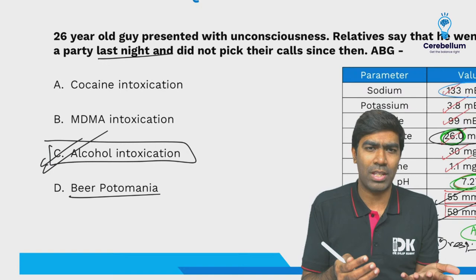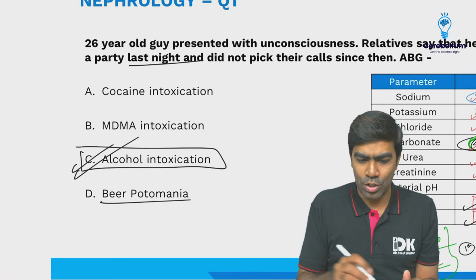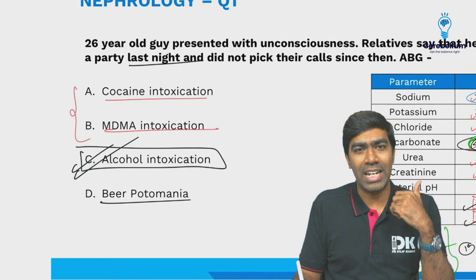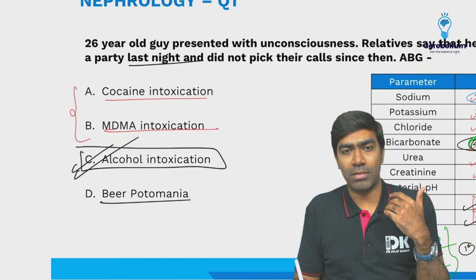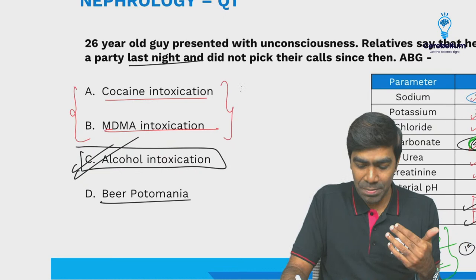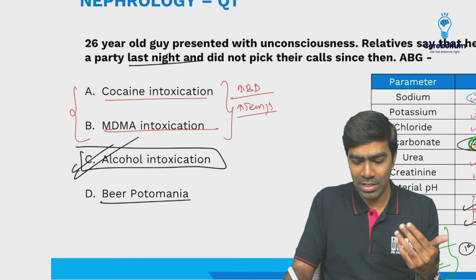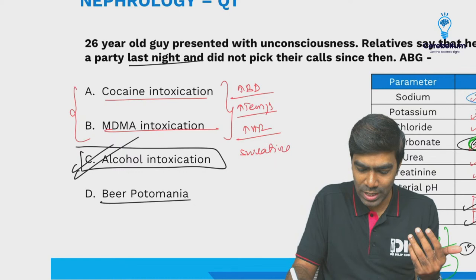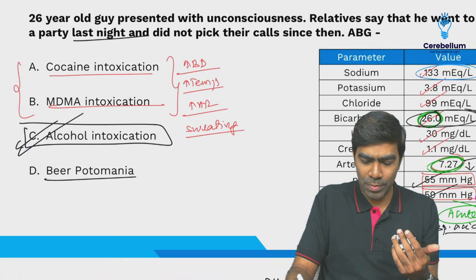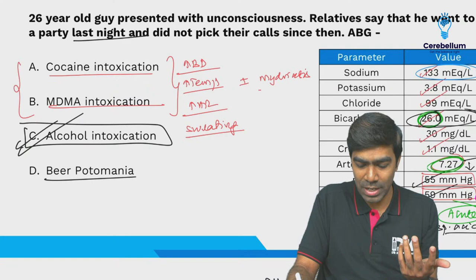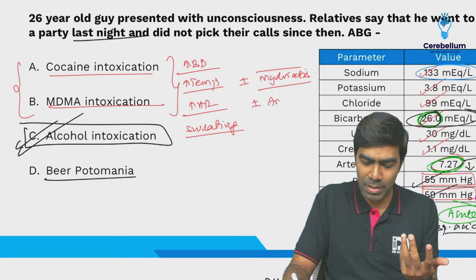So what about cocaine intoxication? Cocaine intoxication and MDMA intoxication will result in excessive sympathetic activity in the body. So patients will have hyperthermia. Generally, BP will be high. Patient will have a high heart rate. Patient will usually be sweating. In sympathomimetic toxic syndrome, plus or minus, patients can have mydriasis because of high sympathetic activity. These are the clues in the exam. And patient can be in altered mental status, plus or minus.